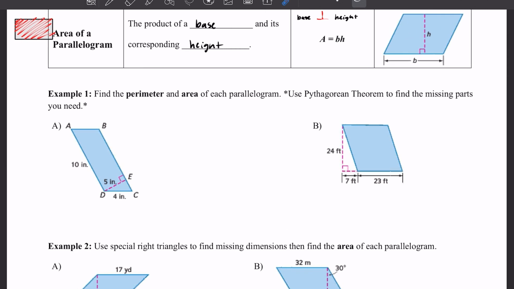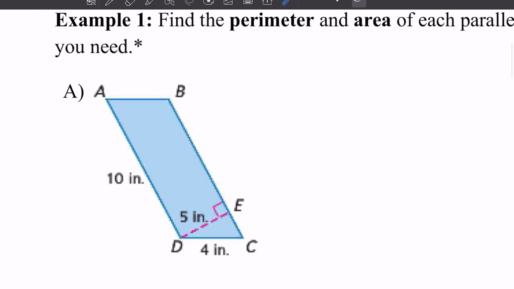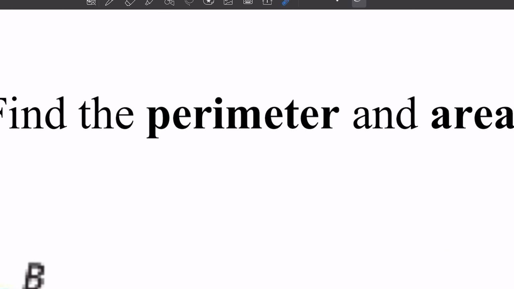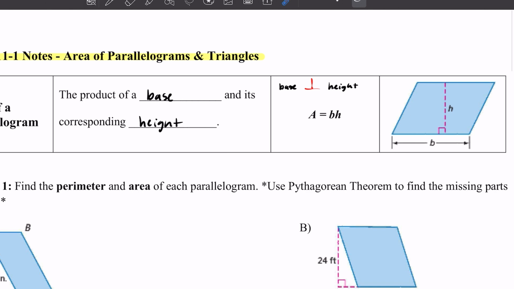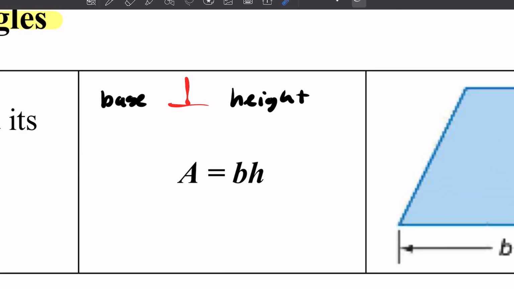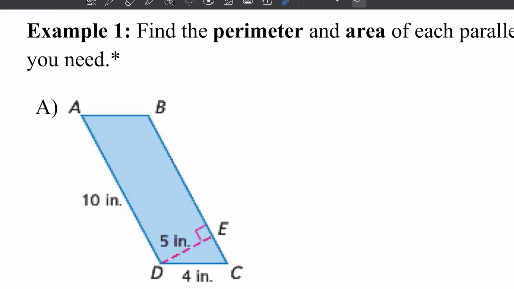It says find the perimeter and area of each parallelogram. And we're going to be using the Pythagorean theorem if needed to find some missing parts. So the first thing that we're going to do is look at example 1a. I have a parallelogram. The goal here is to figure out the perimeter, which just means the total distance around the figure. I'm going to add up all the sides, right? And then I'm going to find the area, which I will use this formula here: A is equal to B times H. So here's what I need to do. In order for me to find the perimeter of this parallelogram, I need to add up all the sides, right?